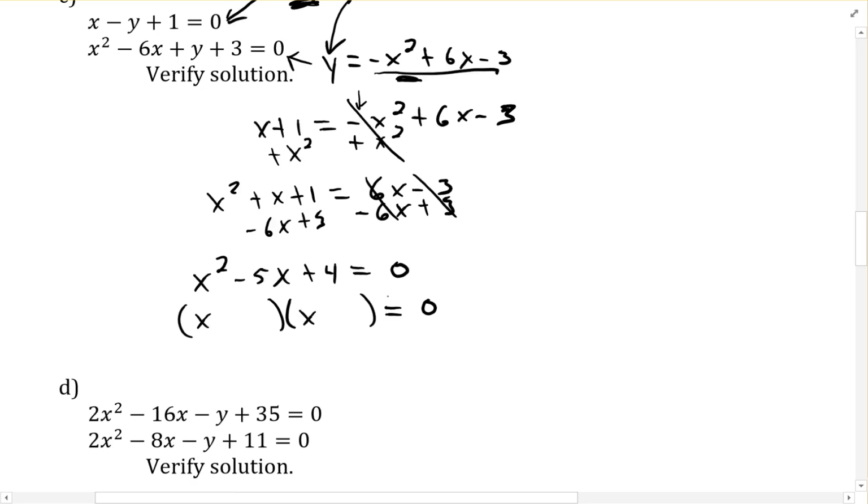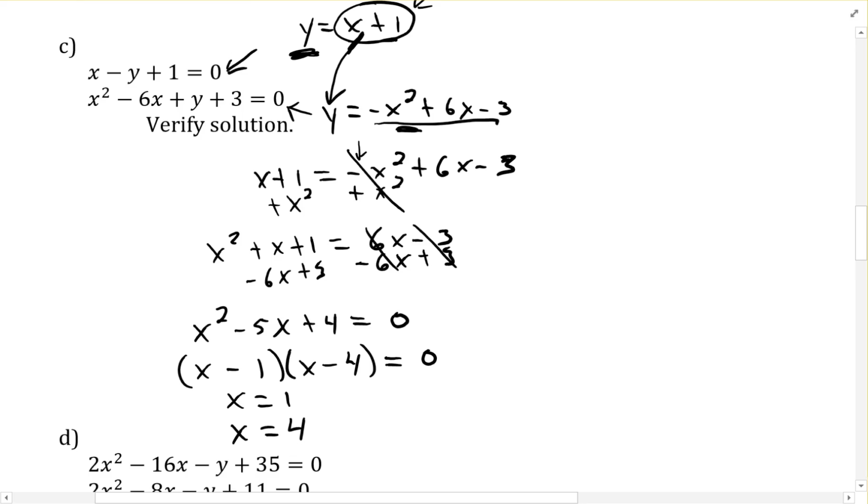An x and an x. Multiply to 4, add to negative 5. What about 4 and 1, and then both negative? So then we'd say x is equal to 1, and x is also equal to 4.